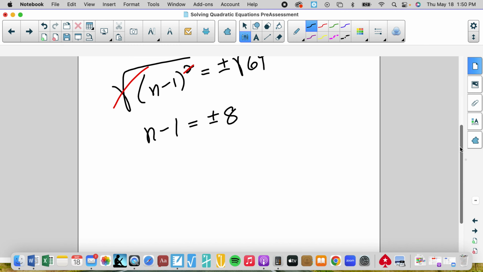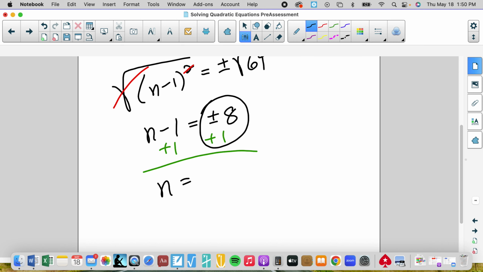And now we have my variable. I'm going to isolate it. There's a -1 that I need to get rid of. We are not going to simplify this like this. I see students do this too. Ooh, that does not equal plus or minus 7. That's a big mistake that students make. No, that equals 1 plus or minus 8.